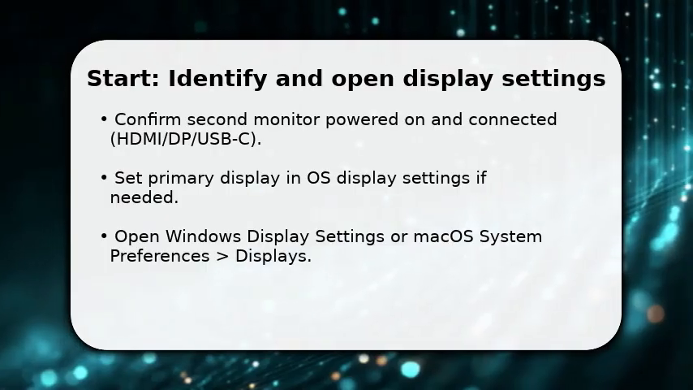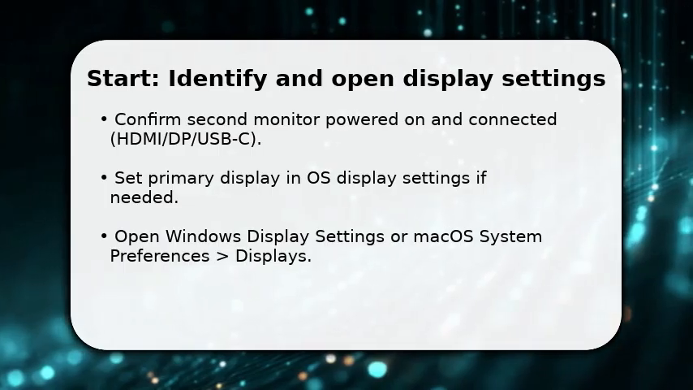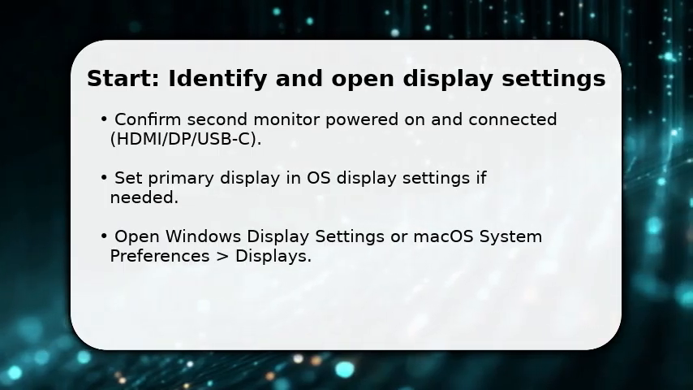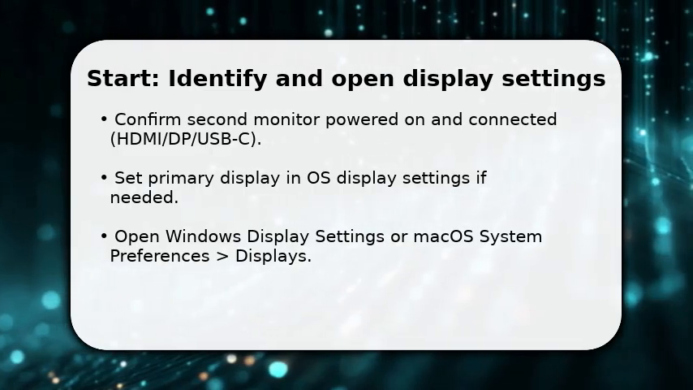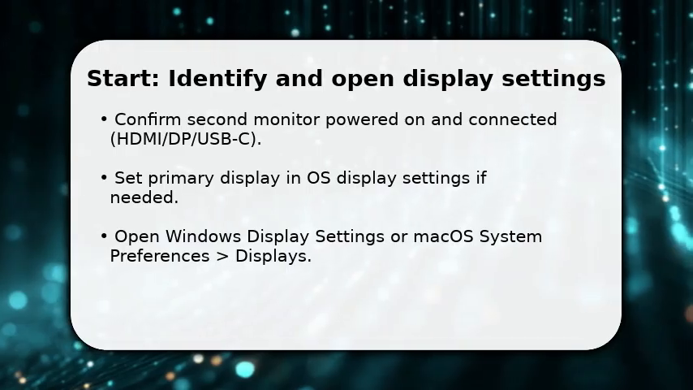You already have the second monitor connected and powered. Now open the display settings to begin. On Windows, right-click the desktop and choose Display Settings. On Mac OS, open System Preferences, then Displays.